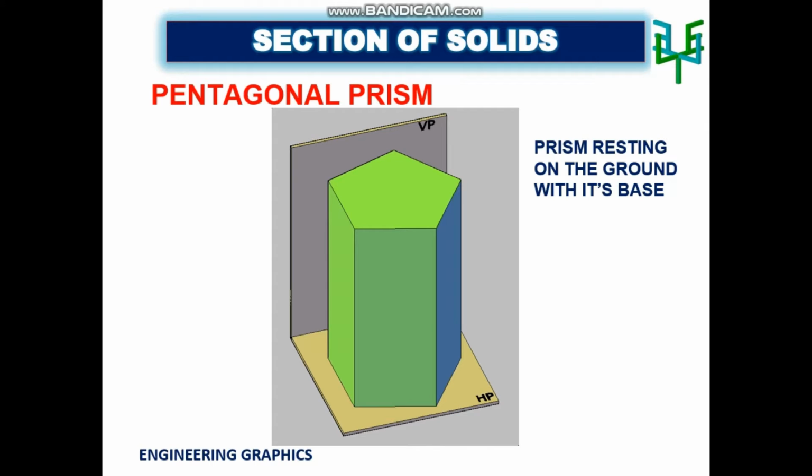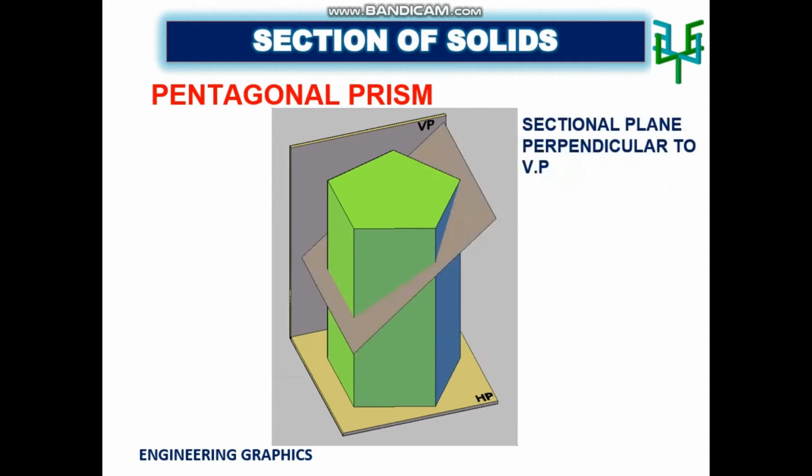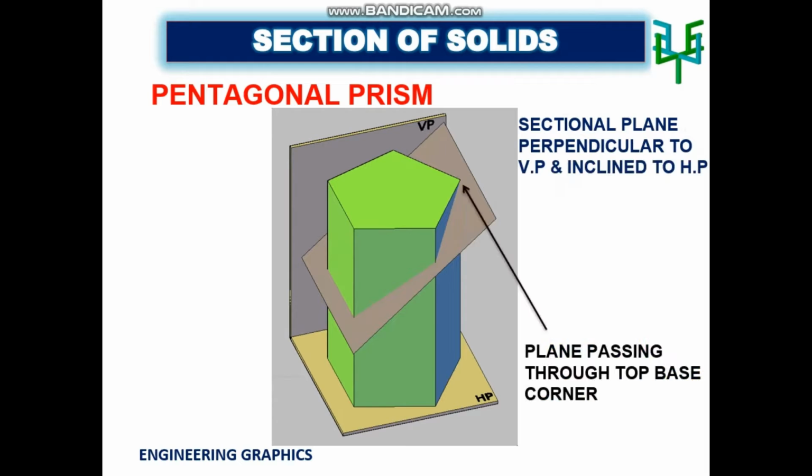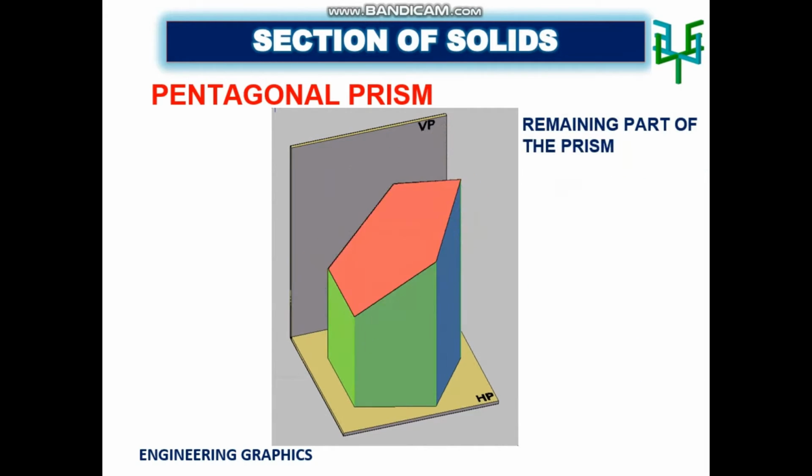Pentagonal prism is resting on the ground or HP with its base. Base edge is perpendicular to VP. The cutting plane or sectional plane is perpendicular to VP and inclined to HP. Cutting plane is passing through the top corner of the prism. The sectioned portion is removed.